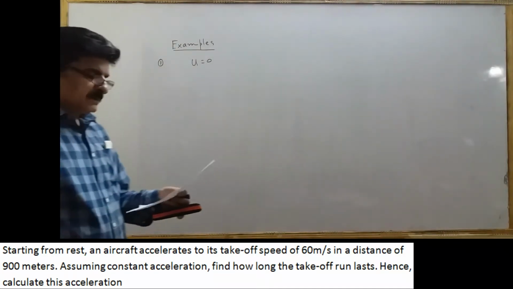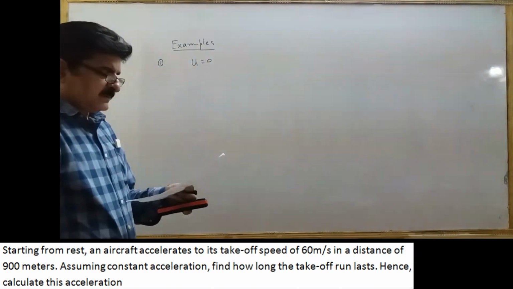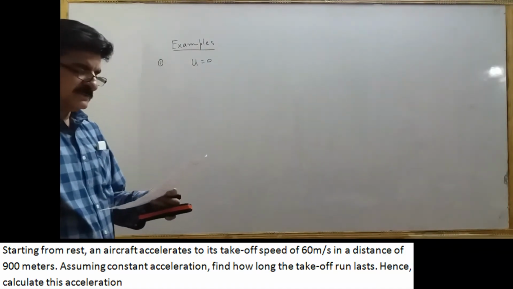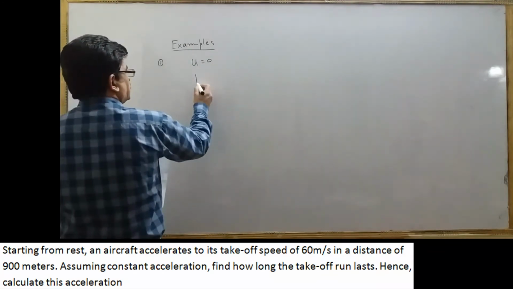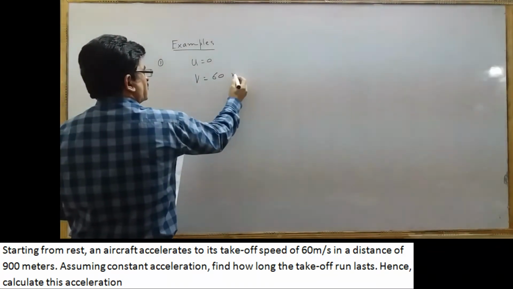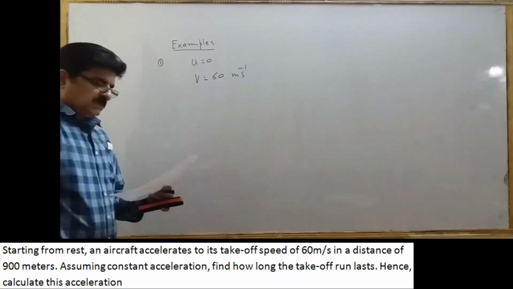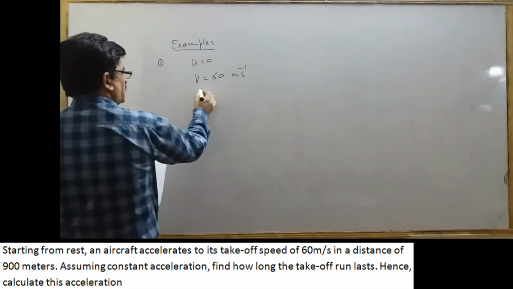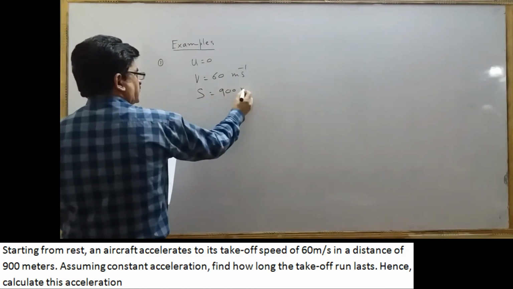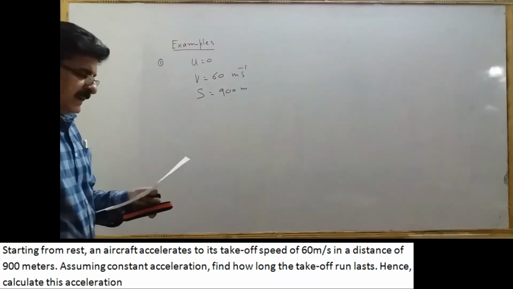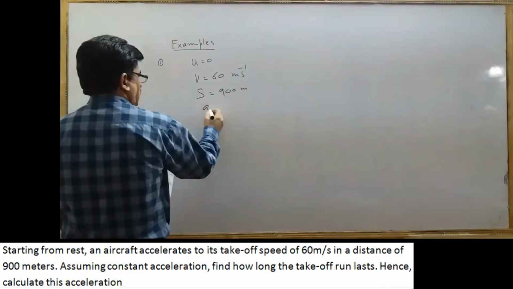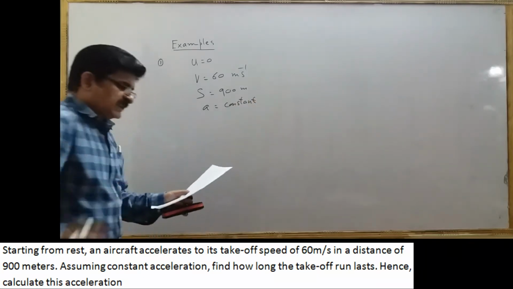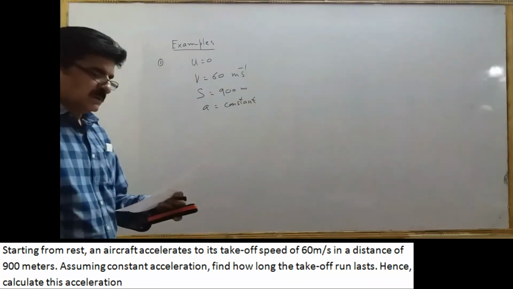Examples. Read example 1. Starting from rest means u is equal to 0. The aircraft accelerates to take off speed of 60. It means its speed is now 60. So speed is increasing. In a distance of 900 meters, you are given the distance, it is 900 meters. A is constant during this motion. So you can apply the equations of motion.